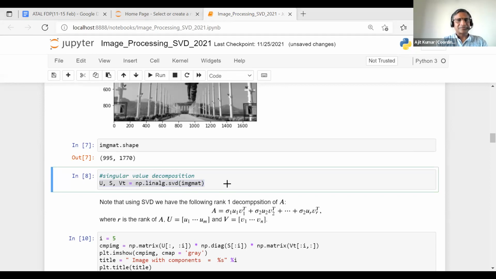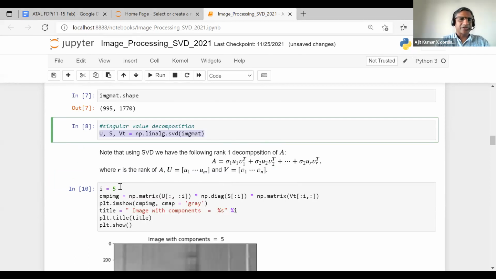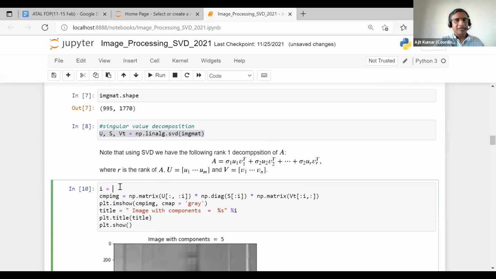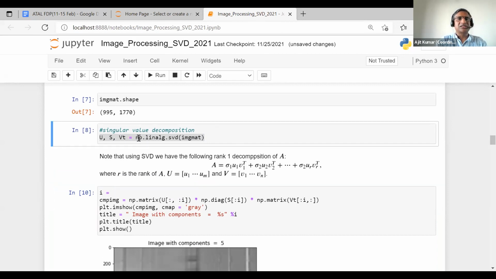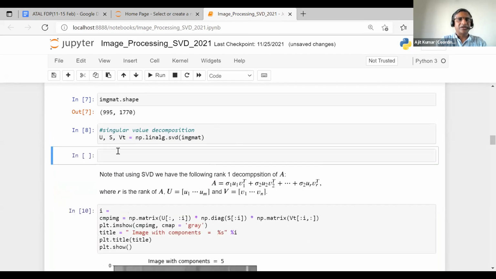Okay. Now suppose we want to approximate. We already saw this A can be written as sigma 1 U1 V1 transpose plus sigma 2 U2 V2 transpose plus dot, dot, dot. Right. And we can even find out the rank of this matrix. Let us say A, what is this? Image matrix, right? Image mat dot, I think it must be np dot rank of this.